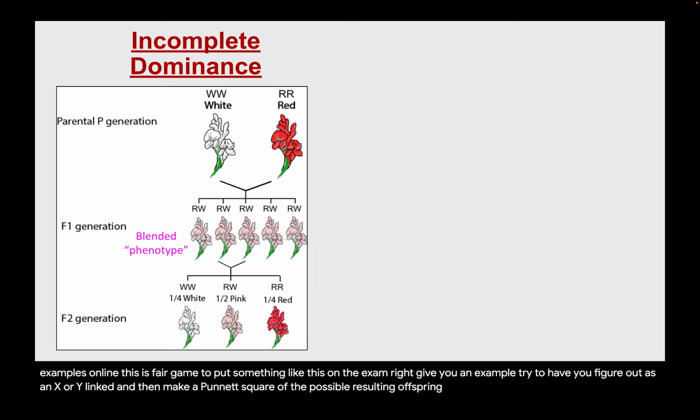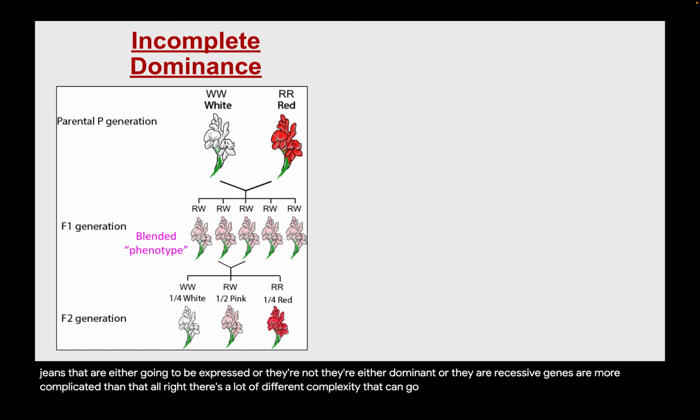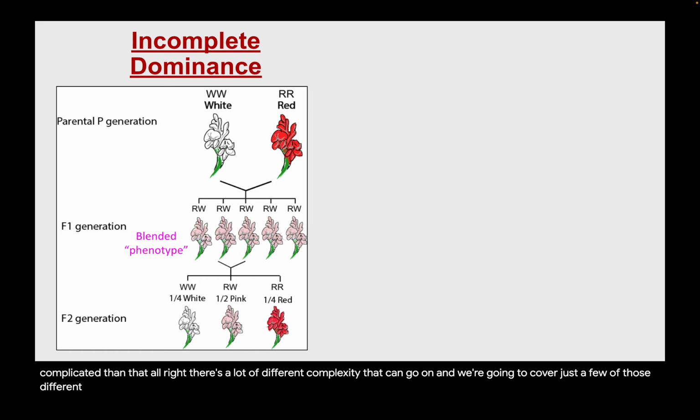All right. So far, we've been talking about genes that are either going to be expressed or they're not. They're either dominant or they are recessive. Genes are more complicated than that. There's a lot of different complexity that can go on, and we're going to cover just a few of those different cases. One of which is incomplete dominance.